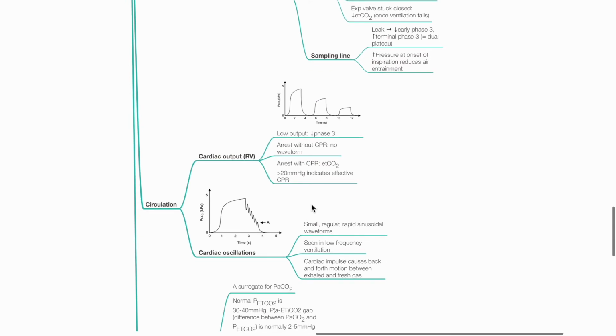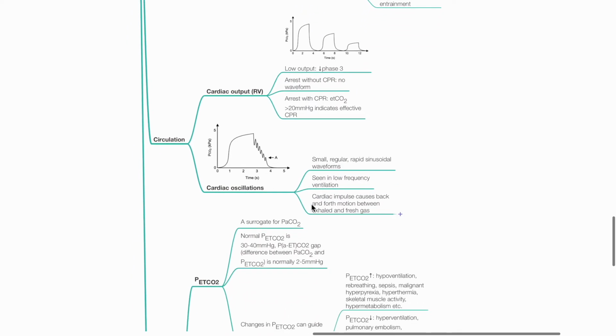Circulation. Low cardiac output results in reduced phase 3. In arrest without CPR, there will be no waveform. In cardiac arrest with CPR, EtCO2 of more than 20 mmHg indicates effective CPR. Cardiac oscillations are small, regular, rapid sinusoidal waveforms seen in low-frequency ventilation. Cardiac impulses cause back and forth motion between exhaled and fresh gas.